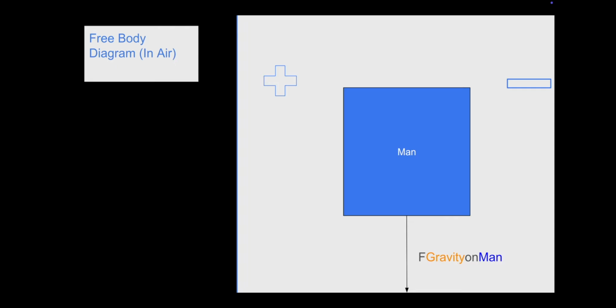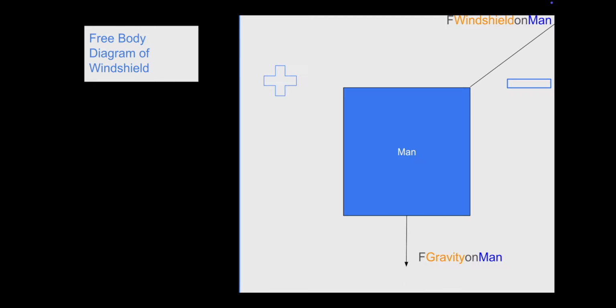Here's a free body diagram of when he's in the air. We see there's a force of gravity on the man. Note that there's no force of air resistance. So this is the free body diagram of the man as he hits the windshield. This is the force of gravity and the force of the windshield.